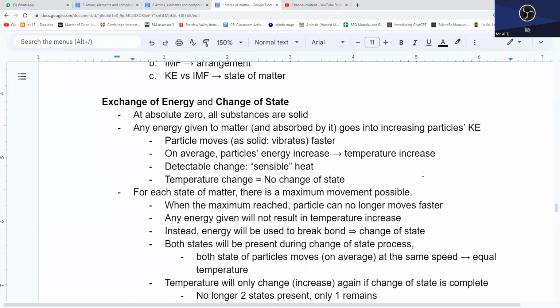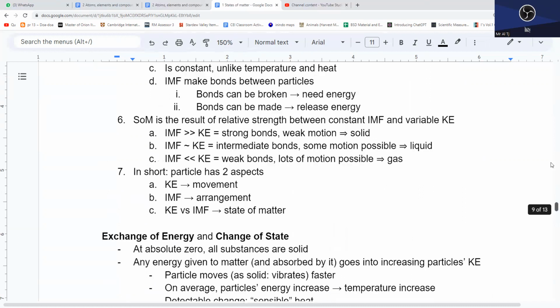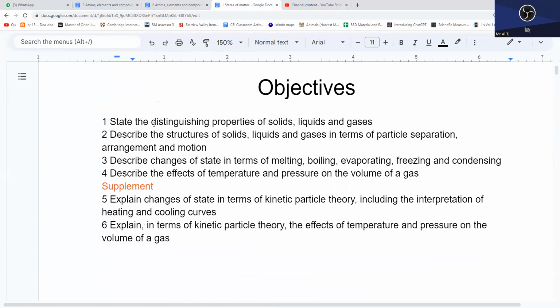Okay, that will be it for today. We're going to continue next time. Let's review what we have done here. We have discussed the states, the distinguishing properties of solids, liquids, and gases. This is in terms of the ability or inability to change shape and volume. For the structures, we need to know about the separation, arrangement, and motion.